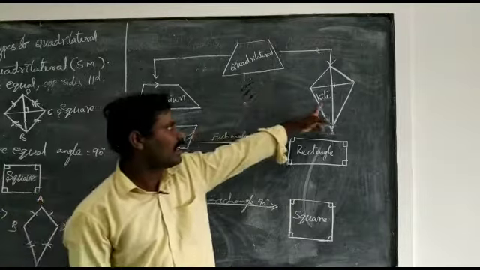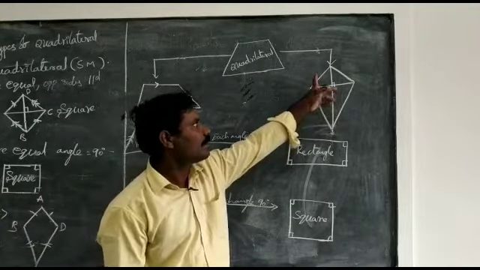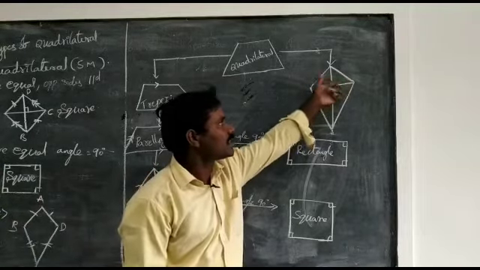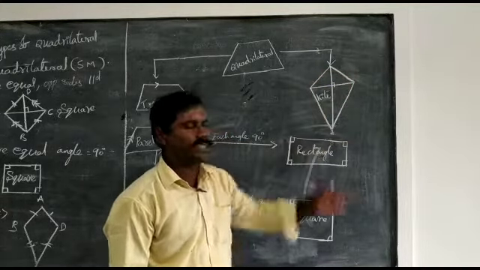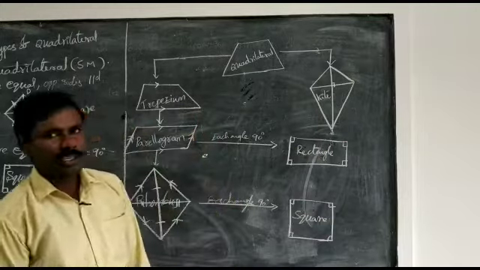And the special quadrilateral is kite. Pair of adjacent sides are equal. In this case these two are equal and these two are equal. This is about the quadrilaterals.